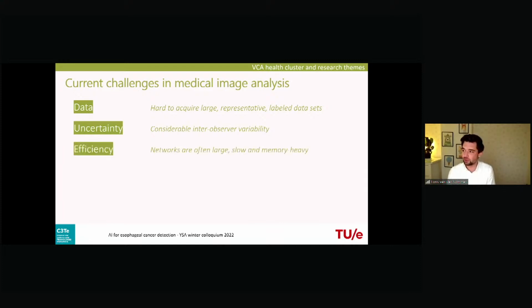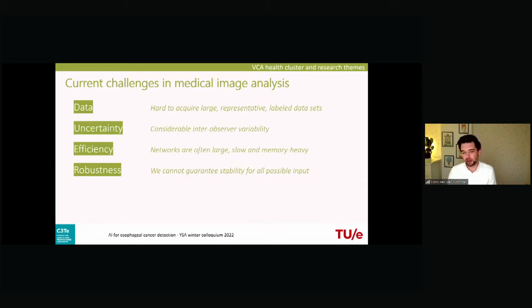Then efficiency, we see also that a lot of the networks that you see being used are very large and very slow and not memory efficient as well. So this is really a theme. If you want to have your machine learning model implemented in clinical practice on the hardware that's available in a hospital room, you want to also do it a bit more efficient. Robustness, so this is an interesting one that I will come back to later.